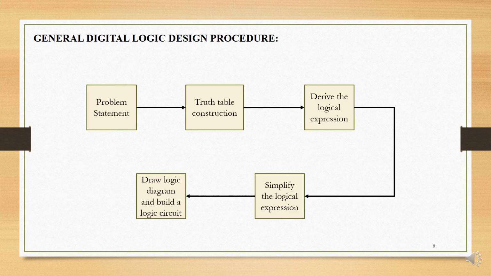After we obtain the simplified expression, the next step is to draw the logic diagram using different logic gates and to build the logic circuit using different technologies such as CMOS technology or TTL technologies in the hardware. So this will be the general procedure for designing a digital system. Next, we will see what is a truth table.